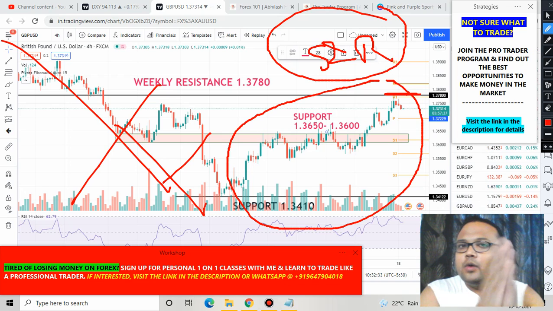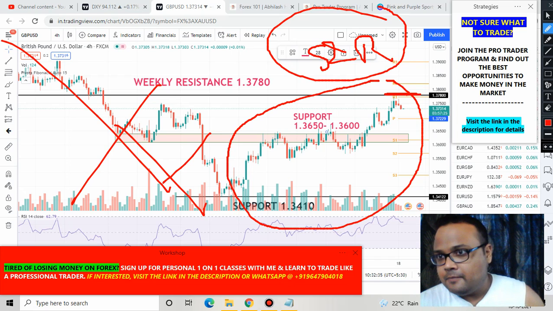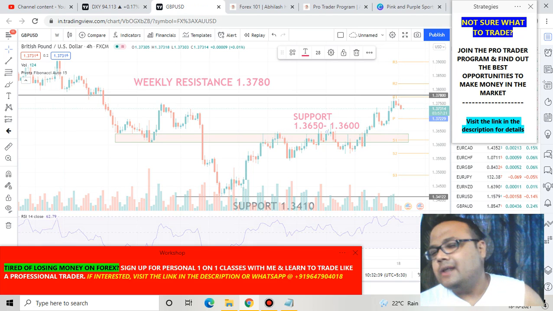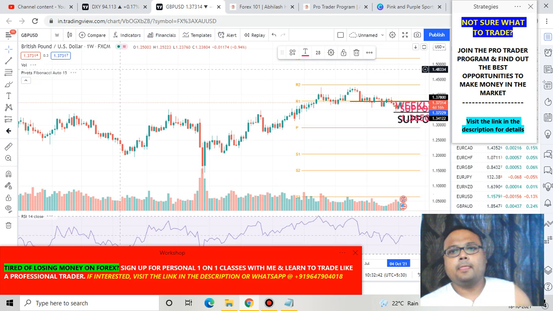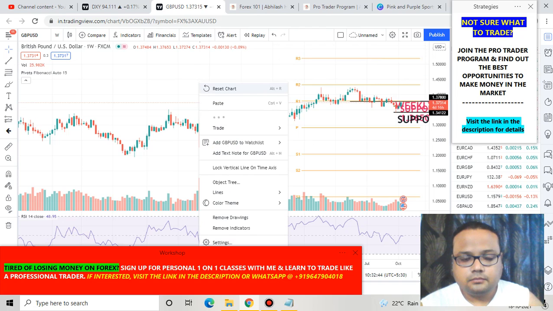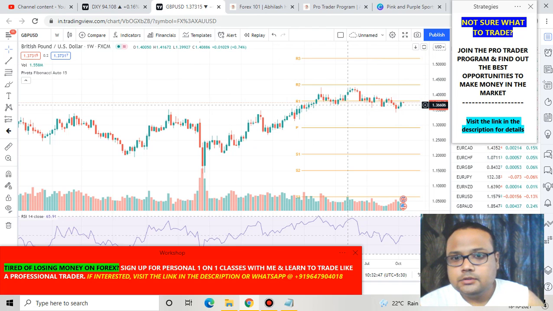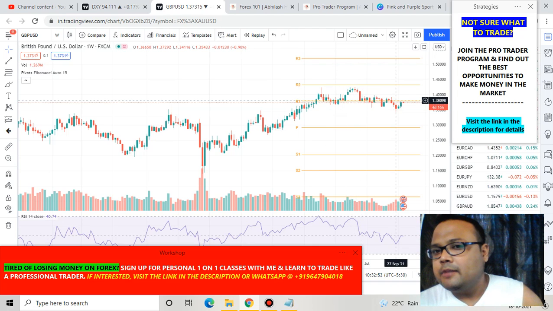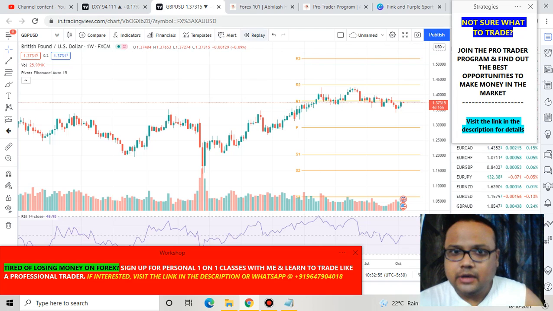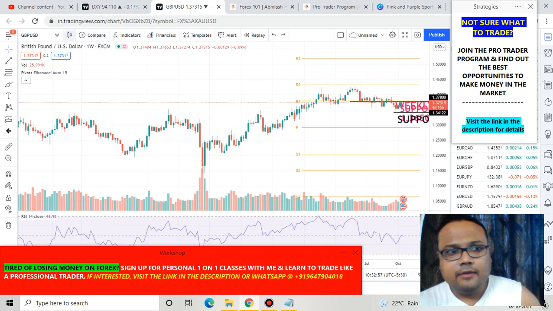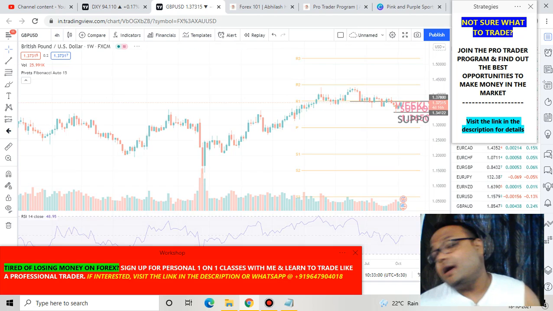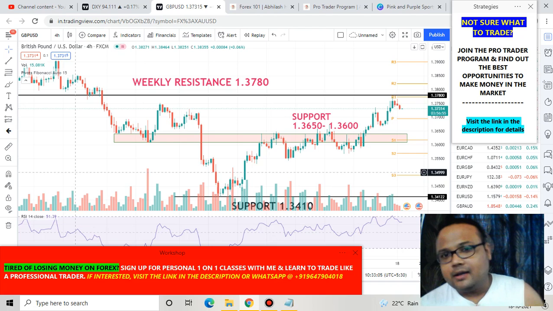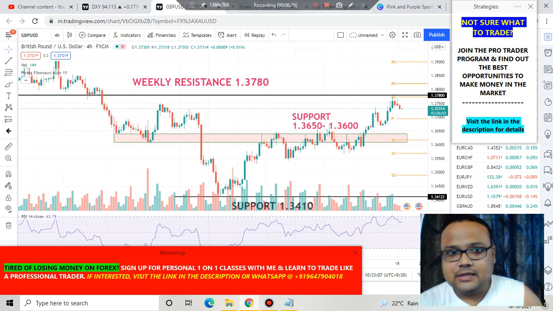Because see, if you watch the weekly chart, then you will see that the market was trading above this level for quite some time. Let me take you there. See, previously the market was trading above this level for quite some time. So there is a possibility of the market breaking the level as well. So if the market breaks the level and starts trading above it, then you'll get a confirmation that 1.3780 is the support again for the market. That's also a possibility because the market is in constant movement.